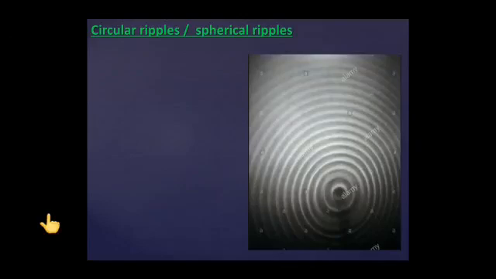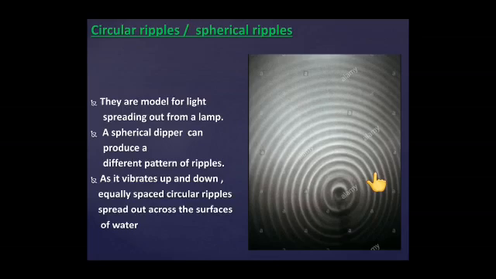The next pattern is circular ripples or spherical ripples. As the name indicates, these ripples are in spherical or circular shapes. See here, you can see many circles, isn't it? These are the circular ripples, and they are generated when the spherical dipper or the metallic sphere of the ripple tank vibrates.